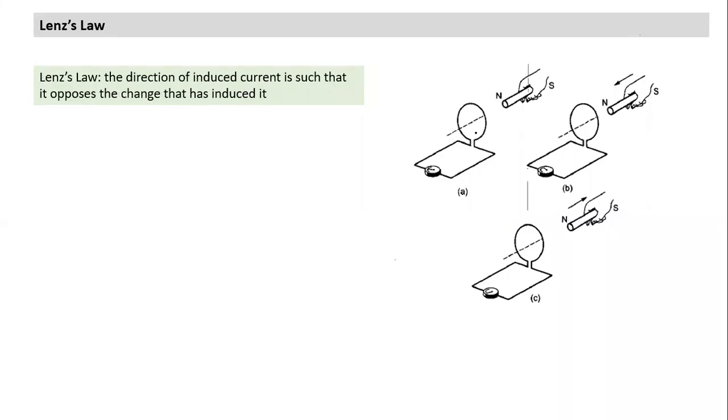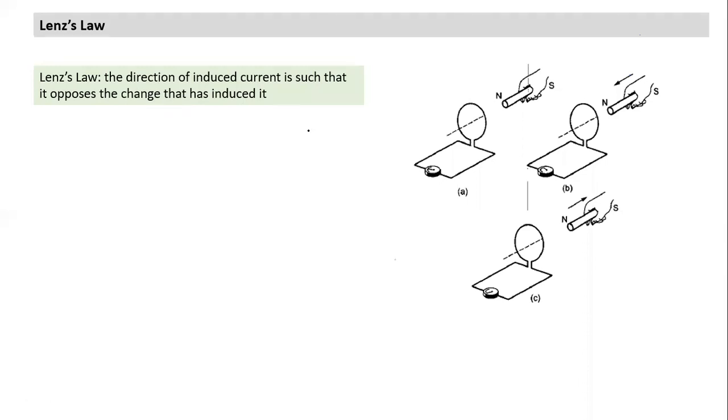Now we come to the direction. We have seen in this case, if the magnet is brought closer to the loop, the direction of current is in one sense, but if we take it away, the direction of current is in the other sense. That we can understand using Lenz's law, and we also get a sense of why there's a negative sign. What does Lenz's law say?